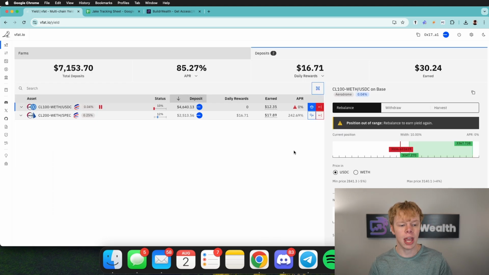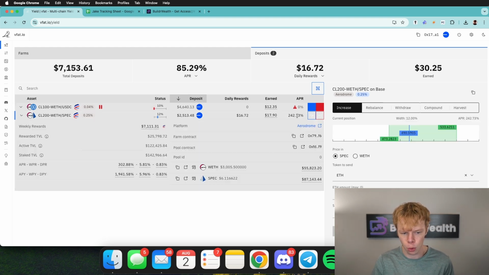They currently have $25 million of TVL, growing by the day with over 2,200 unique users and over 4,500 opened positions. Now, with that being said, I'm currently invested into Ethereum to USDC, which is actually out of range because I didn't realize whenever I rebalanced manually that my automated rebalance would stop working basically, and I would have to go in and reset it. But this position's out of range, which I am going to rebalance, and I'm going to show you what I'm going to rebalance it to today. But I'm also in Ethereum to SPEC, which has been doing relatively decent so far at a 242% APR.